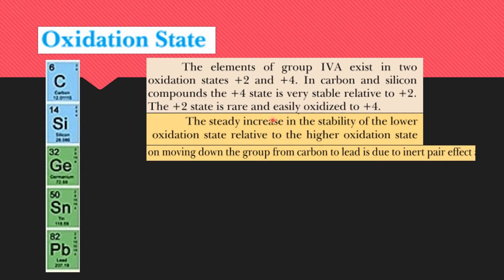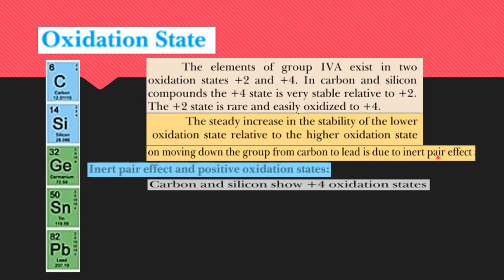And this increase in the stability of the lower oxidation state as compared to the higher oxidation state on moving down the group from carbon to lead is due to the inert pair effect. First two members show the +4 oxidation state as the preferred oxidation state, but as we move down the group, for germanium, tin and lead, the +2 oxidation state becomes preferred. And what is the reason to prefer the +2 oxidation state? It is due to the inert pair effect.